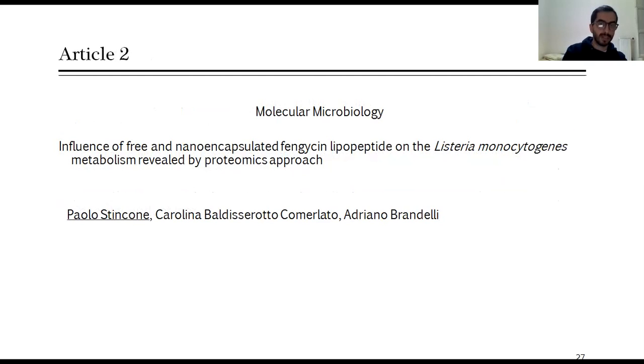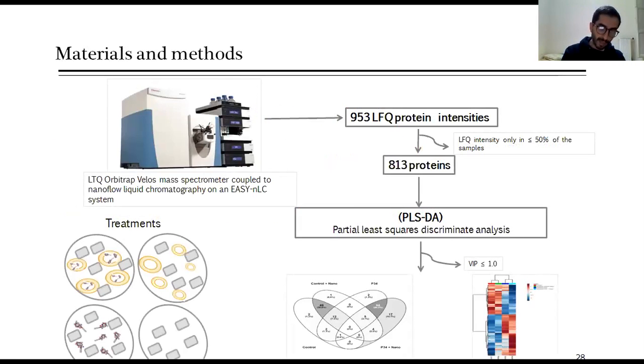It will be submitted to the journal Molecular Microbiology, and it is titled "The Influence of Free and Non-Encapsulated Fengycin Lipopeptide on Listeria monocytogenes Metabolism Relevant by Proteomic Approach." This is the method I'm going to represent.